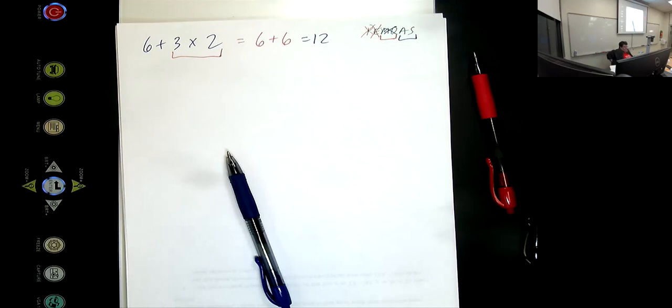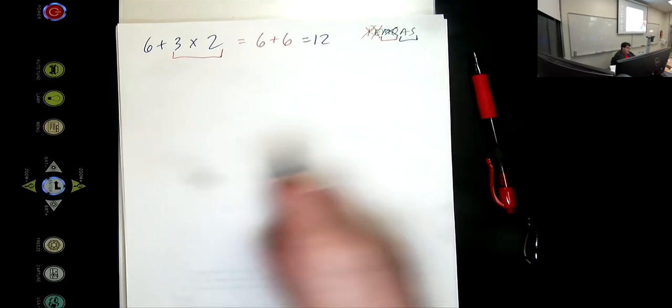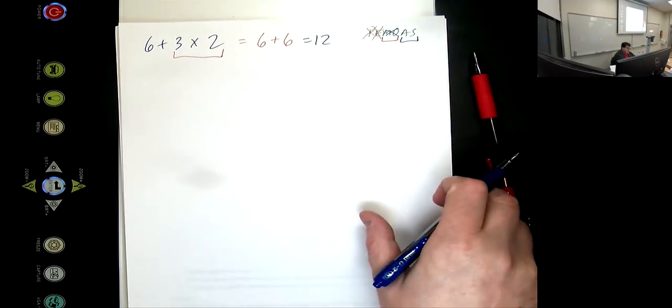There are rare examples where it doesn't matter which order you do it in, and that's just coincidence. It really just happens to be the numbers that you use. So you want to go parentheses, exponents, then multiplication and division, and then addition and subtraction. That was just a basic one. Let's pick it up a little bit.